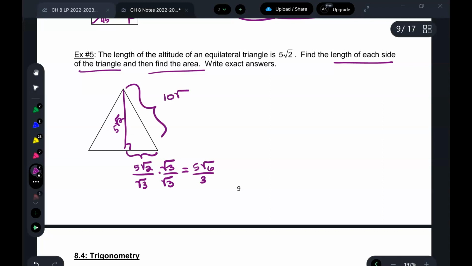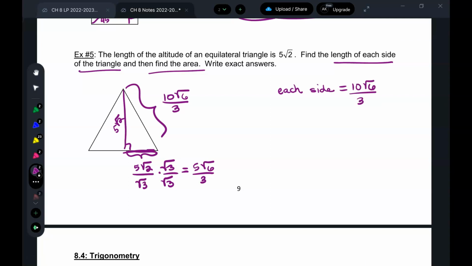That's going to be 10 root 6 over 3. Wait, so is just this small part 5 root 6 over 3, or the whole thing? Just this half. Why is it over 3? So each side is 10 root 6 over 3. You have a root 3 on the bottom, so you have to do root 3 over root 3.